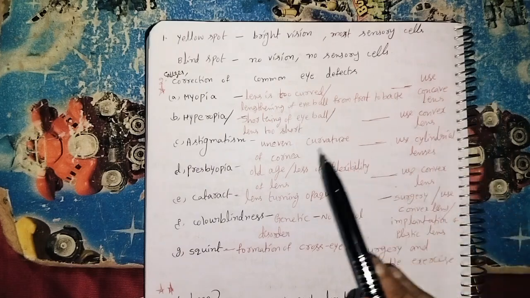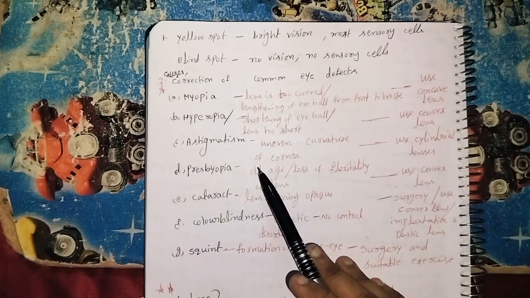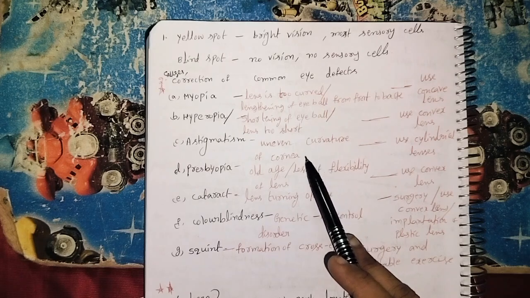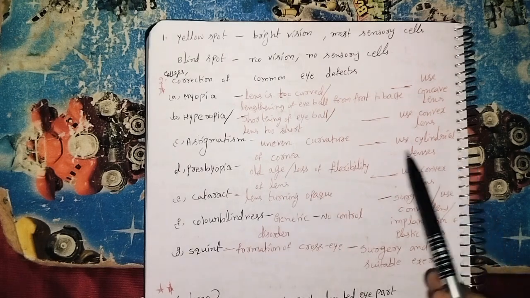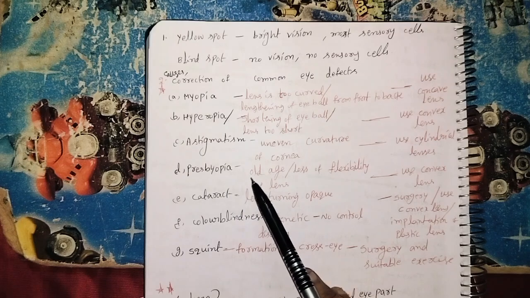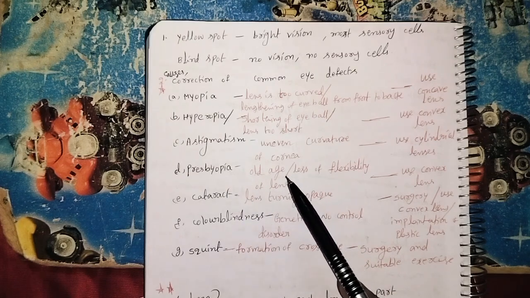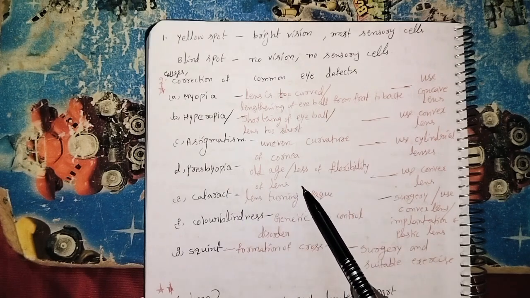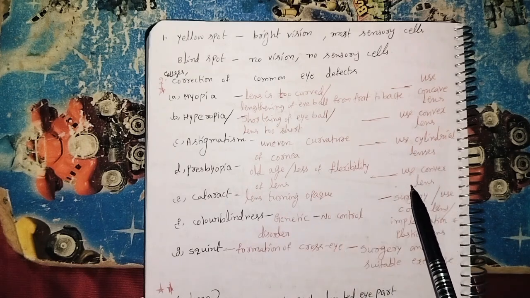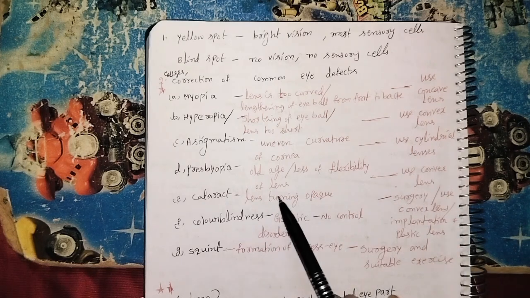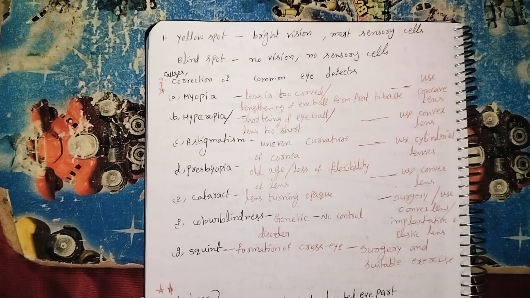So use a convex lens. Astigmatism. It is uneven curvature of the cornea. So use cylindrical lenses. Next, presbyopia. This occurs in old age. It is loss of flexibility of the lens. So the correction is also a convex lens. Next, cataract. The lens turns opaque. So use a convex lens, or surgery, or implantation of a plastic lens. These three are the corrections for cataract.